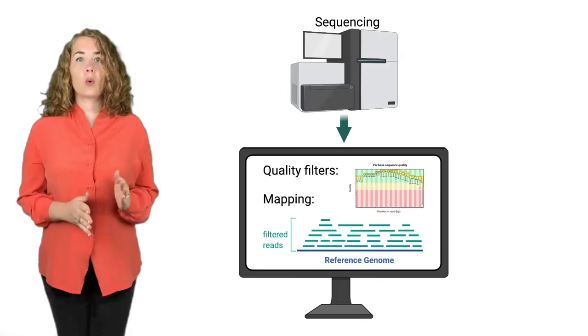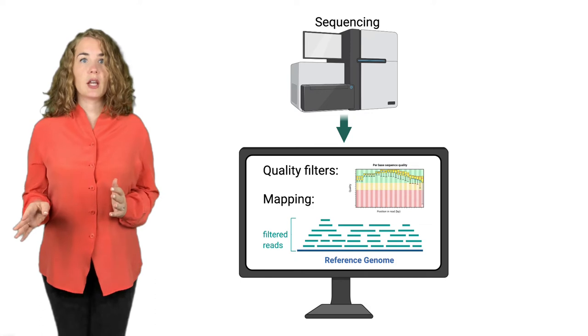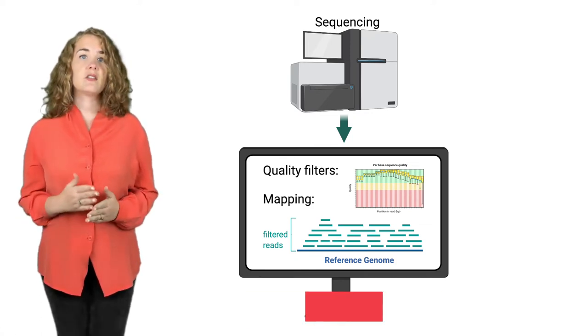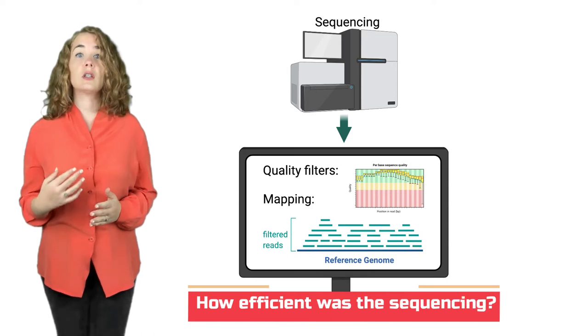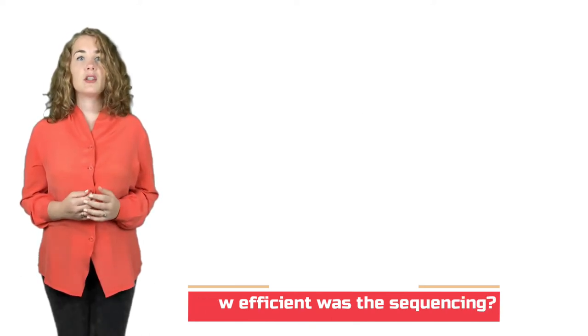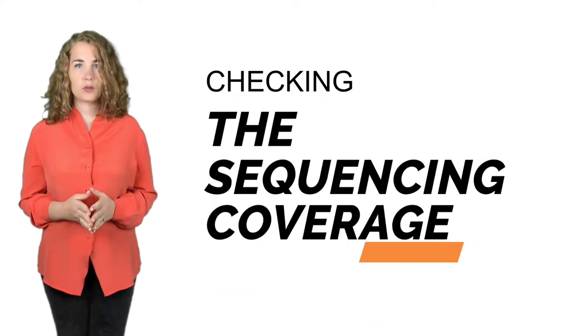After sequencing, low quality reads are filtered out and the remaining reads are mapped to the reference genome. At this stage, it is essential to determine how efficient the sequencing has been, and this can be done by checking the sequencing coverage.